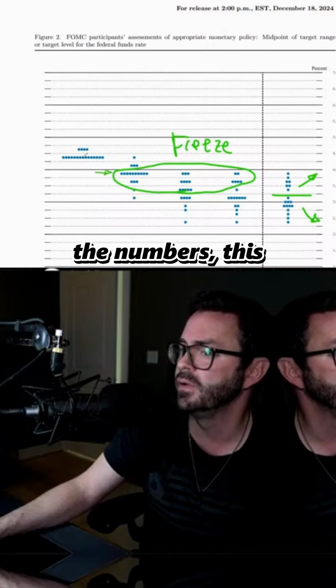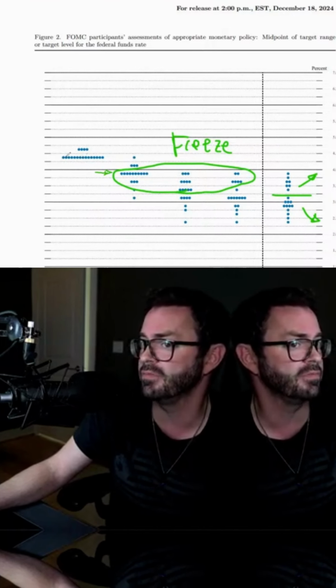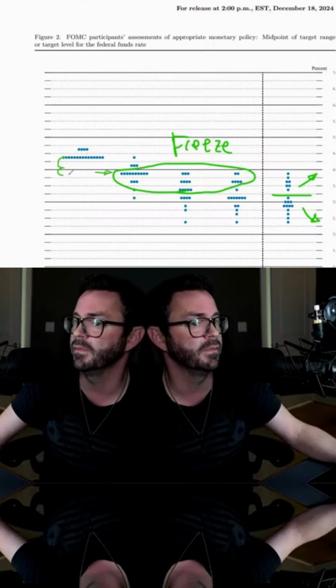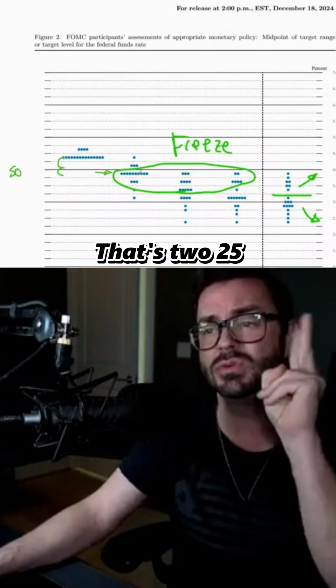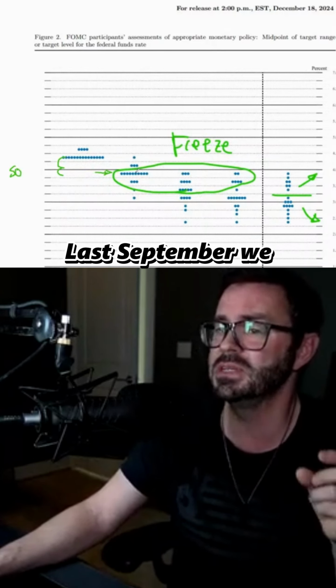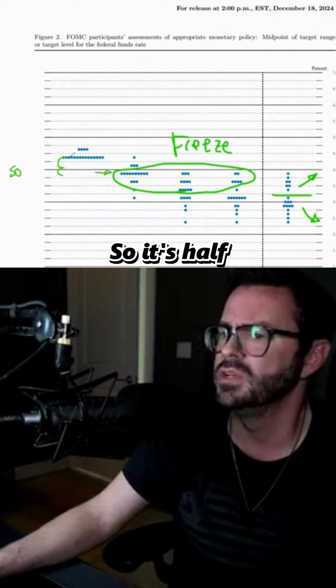If you do the numbers, this is what we have, 4.25, 4.5. This is 25 basis points each tick. This is now an estimate of 50 basis points between now and next year. That's two 25 basis point cuts. Last September, we had like three or four. So it's half as aggressive.